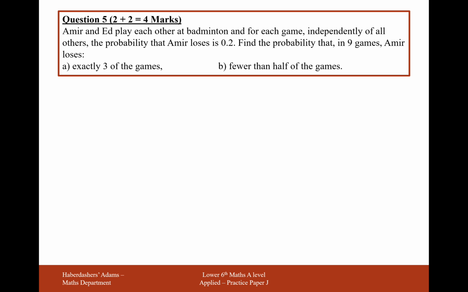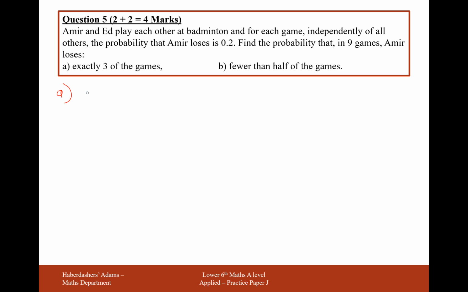Here we're working on question 5, a binomial probability question. Amir and Ed play each other at badminton, each game independently of all others. The probability that Amar loses is 0.2. Find the probability that in 9 games Amar loses exactly 3 games.